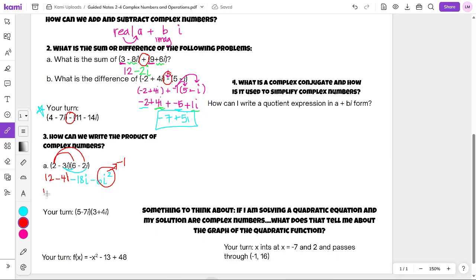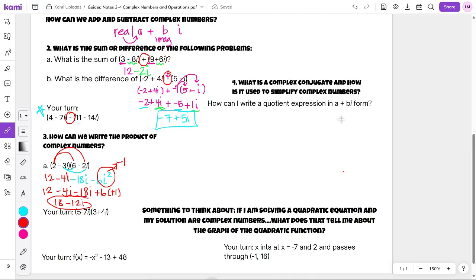So I have 12 minus 4i minus 18i minus 6 times negative 1. So every time I see i squared, it's going to change the sign of the number, right? Because I'll be multiplying by negative 1. So I have 12 plus 6, which is 18, because that made that a positive 6. And then I'm going to put these together, minus 22i. So that is in a plus bi form, and that's the product of those complex numbers. So here's one for you. This is your turn.